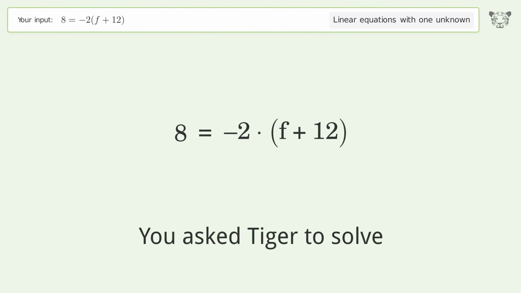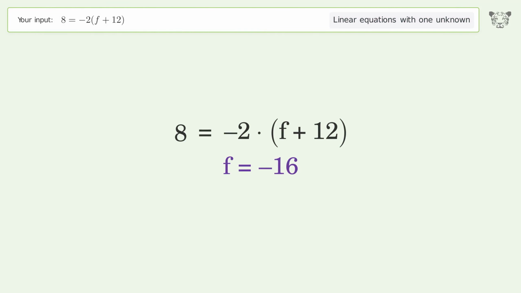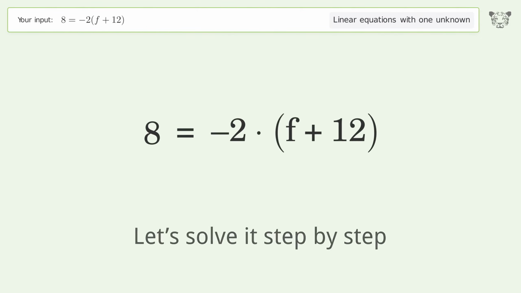You ask Tiger to solve. This deals with linear equations with one unknown. The final result is f equals -16. Let's solve it step by step.